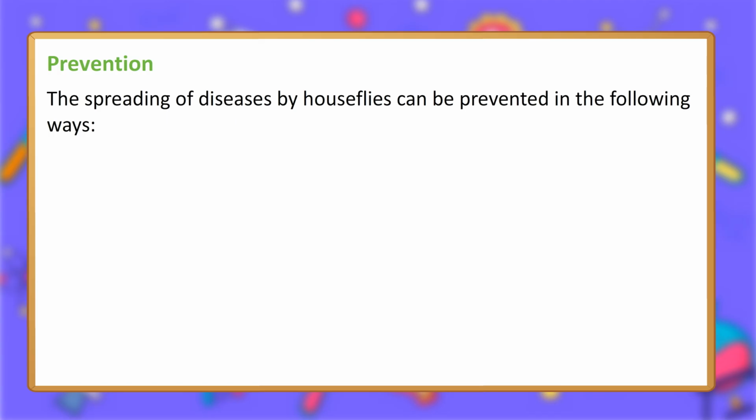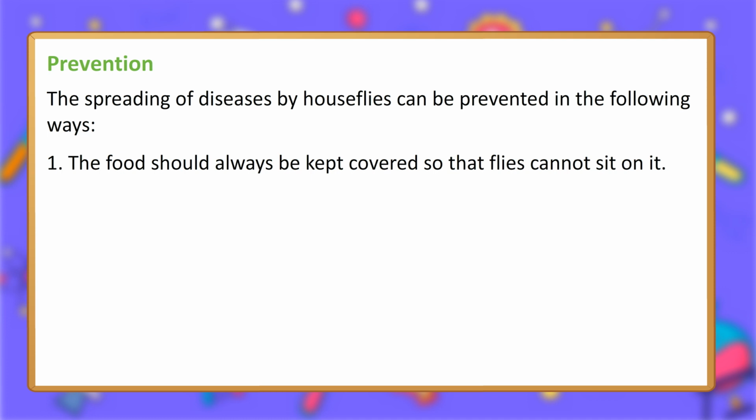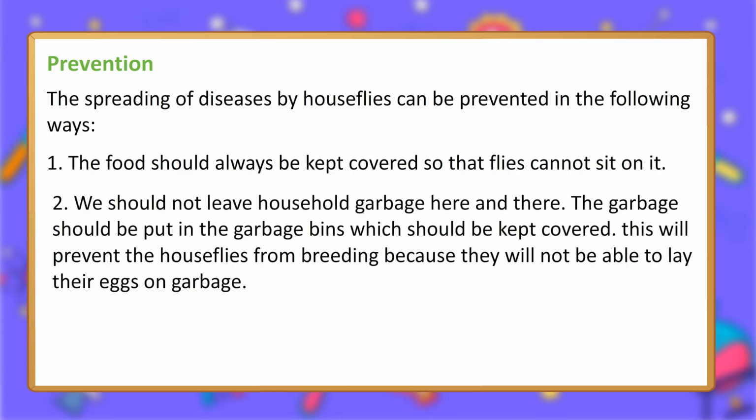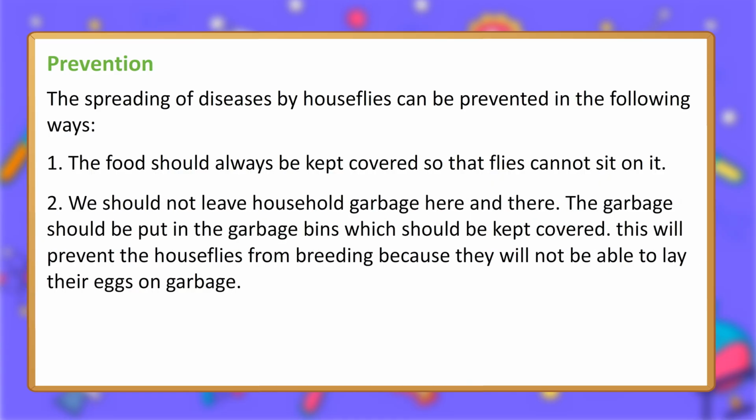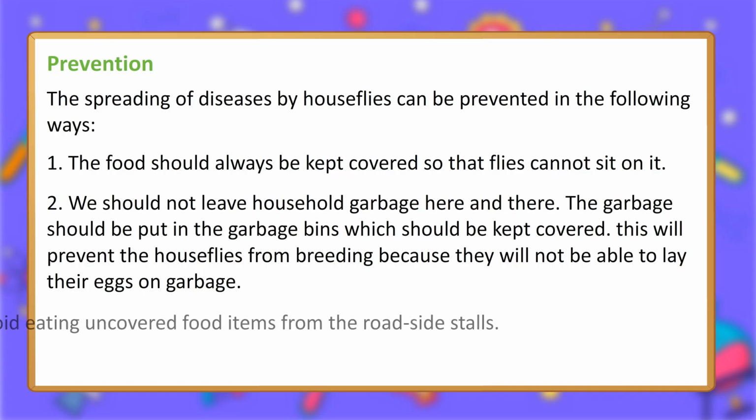Prevention. The spreading of diseases by houseflies can be prevented in the following ways. 1. The food should always be kept covered so that flies cannot sit on it. 2. We should not leave household garbage here and there. The garbage should be put in the garbage bins which should be kept covered. This will prevent the house flies from breeding because they will not be able to lay their eggs on garbage.